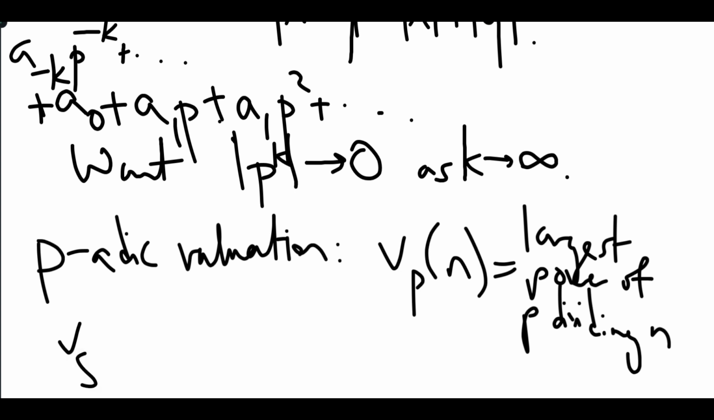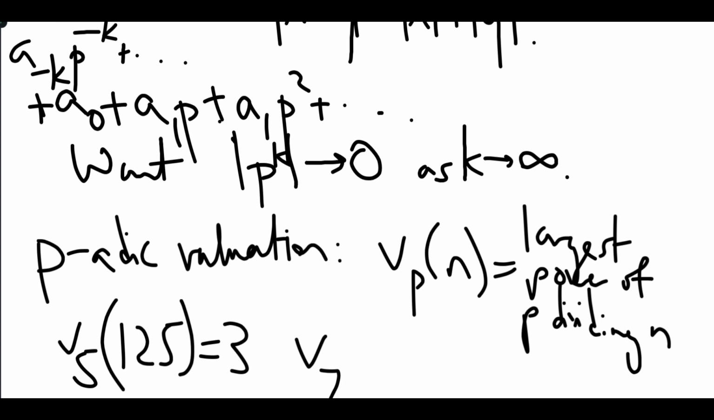So for example, the 5-adic valuation of 125 is 3, whereas the 7-adic valuation of 2 over 49 would be negative 2. So you take the largest power of 7 going into 2 over 49, which is a weird way of phrasing it, but it's negative 2 because you take the largest power dividing the denominator, and that's going to give you a negative 2. So this gives us a way of counting the powers of p that go into any rational number.